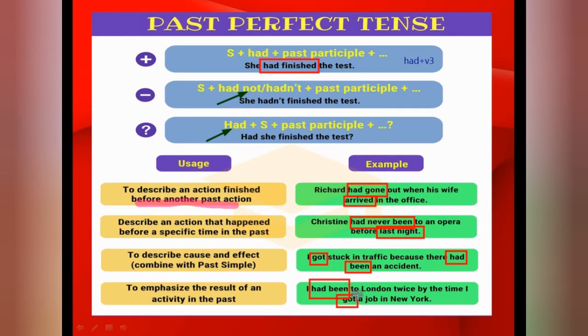By the time I got a job in New York. Okay, so I hope you have understood. See, only one thing you have to keep in your mind: had plus verb third form. This is the form of past perfect tense.